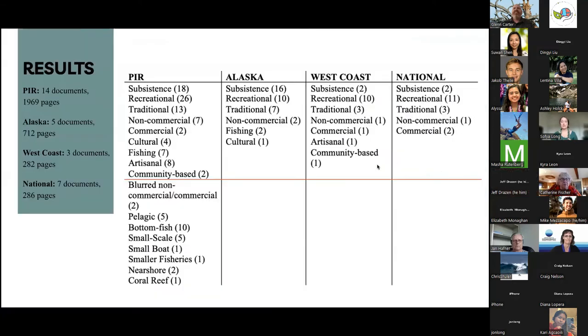Yes? Sorry, it doesn't look like your slide just advanced. It wasn't advancing. Oh, is it stuck? Can everyone see? Yes. Okay. You're good.